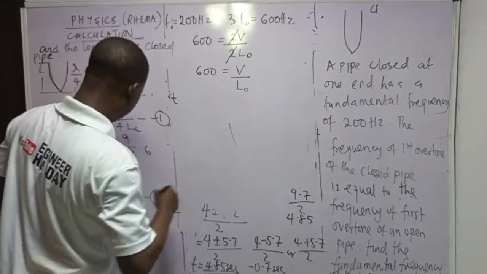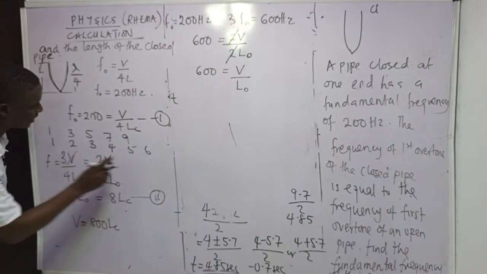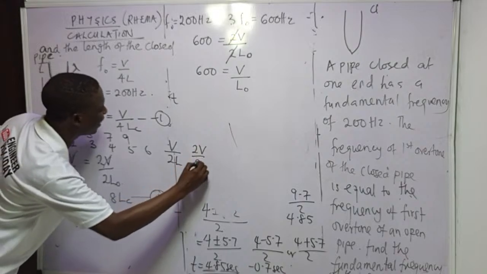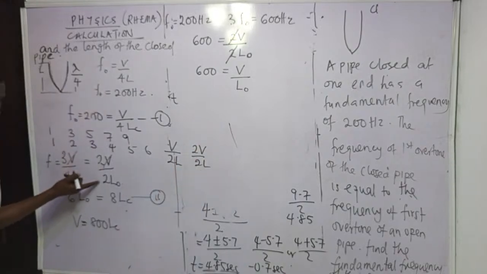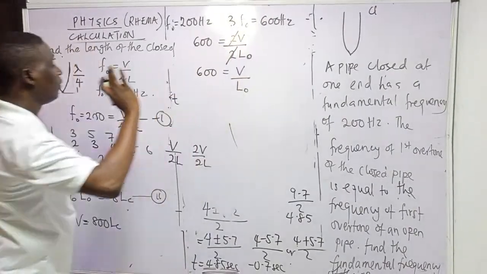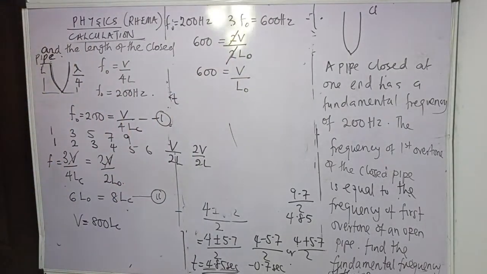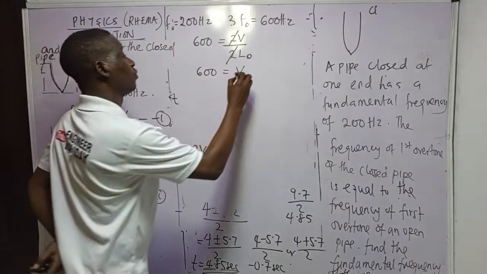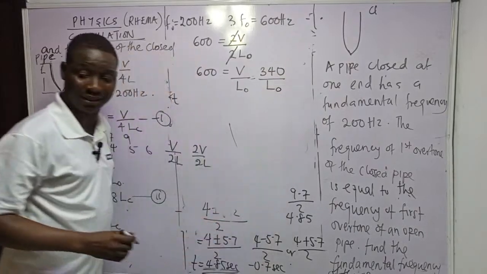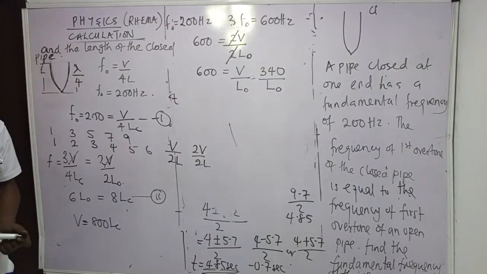Now, the first overtone is what? The fundamental frequency is V over 2L. The first overtone is 2V over 2L, which I have done here. So if that is your 2V over 2L, it is your first overtone. That's why I equate it to that. Now, velocity of sound in air is supposed to be given to us. If they do not give us, then you can use 340 over L naught. That's constant, it's 340. Sometimes they use 320.